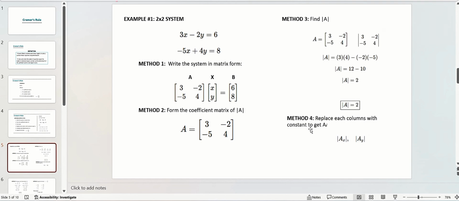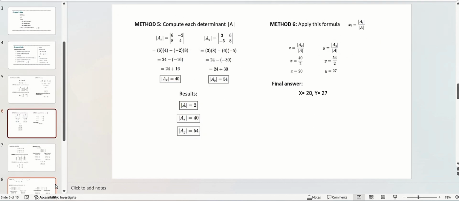And then let's proceed to method 4, which is to replace each column with constant to get A sub i. So we will find the determinant of A sub x and determinant of A sub y. Next, to get it, we will be using method 5, which is to compute each determinant. So atong unahon ang determinant of A sub x.